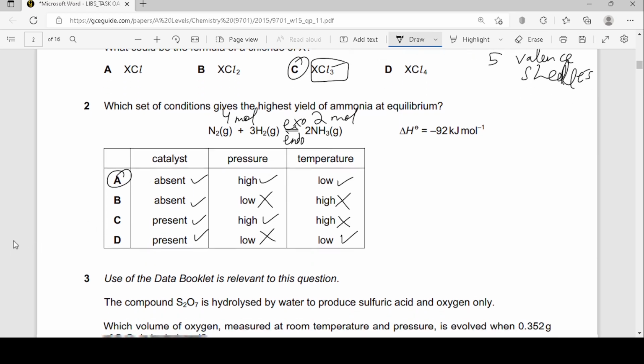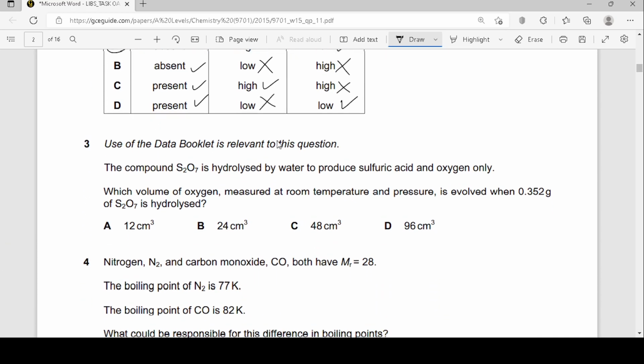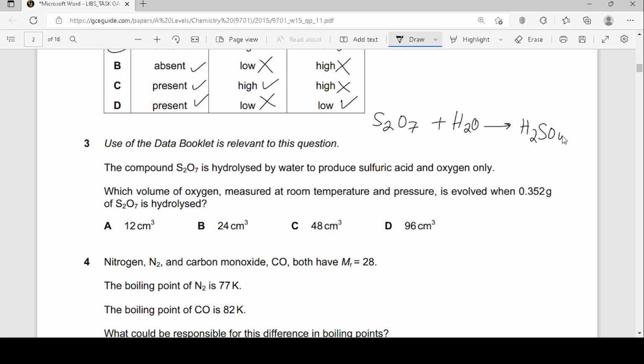Done. And next, use of the data booklet is relevant to this question. The compound S2O7 is hydrolyzed by water to produce sulfuric acid and oxygen only. So I've constructed this equation. Let's balance it. S2, so I should have 2 sulfurs, and then how many hydrogens do I have? I have 4 hydrogens, so I should make this 2 as well. 7, 8, 9, so I have 9 oxygens on this side. On this side I have 10 oxygens, so let me make this 1 by 2, so that now I have 4 to the 8 and 9 oxygens. Alright, it's balanced now.